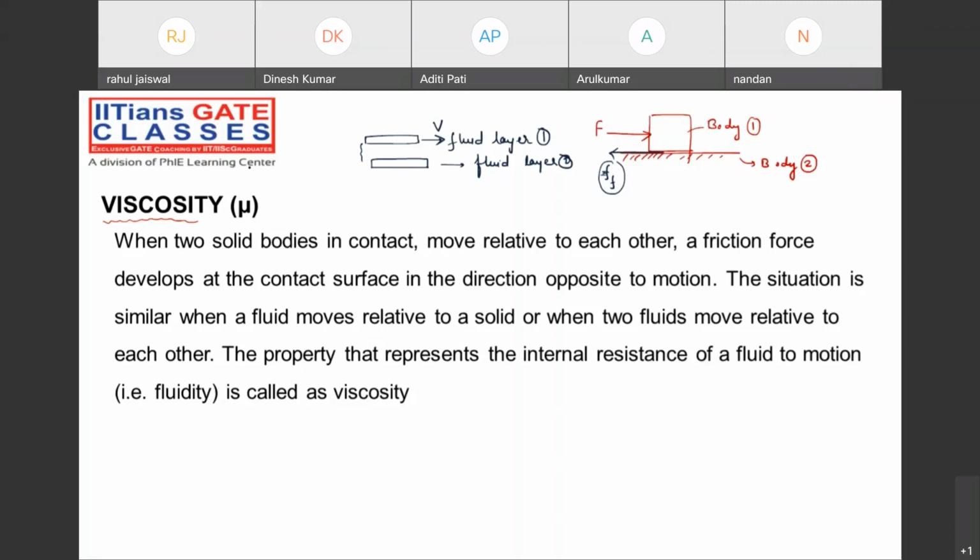When two solid bodies are in contact and moving relative to each other, a friction force is developed at the contact surface in the direction opposite to the motion. This situation is very similar when a fluid moves relative to a solid, or when two fluids move relative to each other. The property that represents the internal resistance of the fluid to motion is called what? Viscosity. Note down. Very, very important.